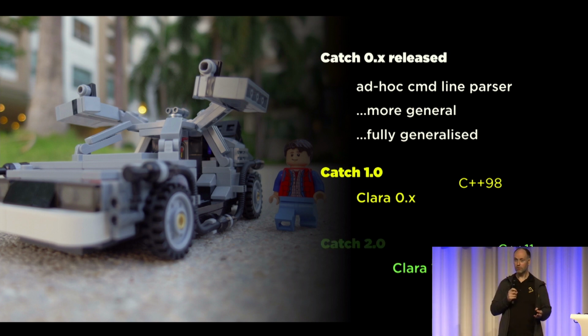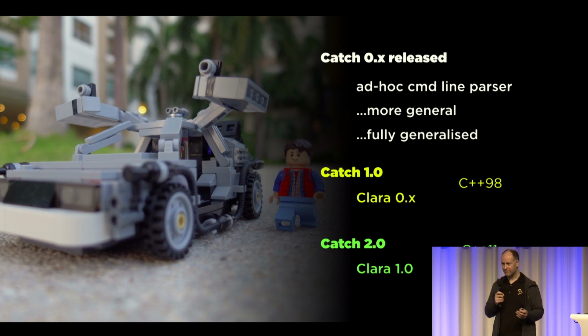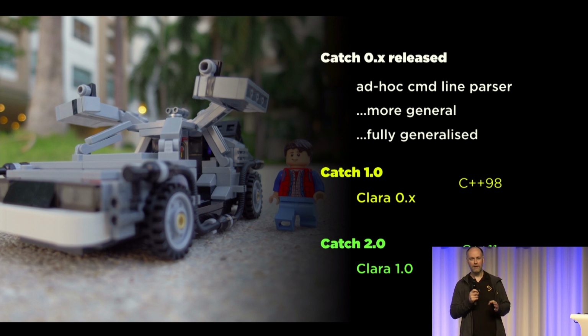So with Catch 2, finally released last week, rebased on C++11, I took the opportunity to go back and completely rewrite Clara. Not only for C++11, which it benefits from nicely, but designed around this idea of composability. So what does that actually mean? Let's have a look at an example.